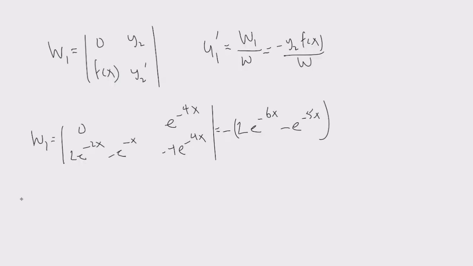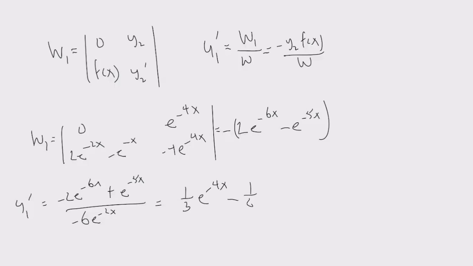Okay, so u1 is negative 2 e to the negative 6x plus e to the negative 5x, and I'm dividing all of that by negative 6 e to the negative 2x, which is going to give me 1/3 e to the negative 4x minus 1/6 e to the negative 3x.